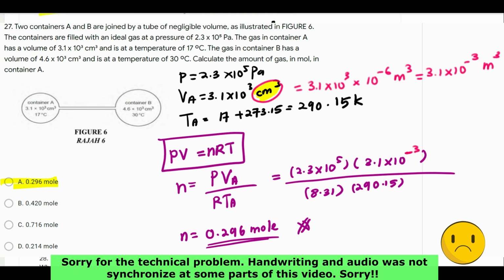And then VA is 3.1 exponent negative 3, because it is given in centimeter cube. So we have to convert this. Wait. 3.1 times 10. So that one is centimeter cube. Convert first.